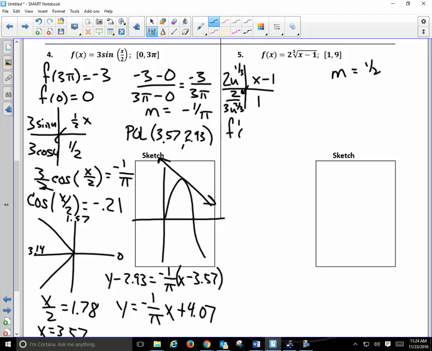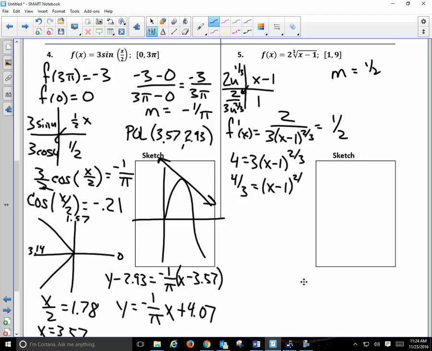So we got f prime of x is equal to 2 over 3 times x minus 1 to the 2/3 power. We're going to set that equal to 1/2. How do we solve that? Cross multiply, so you got 4 is equal to 3 times x minus 1 to the 2/3, divide by 3. And now we get to this part.